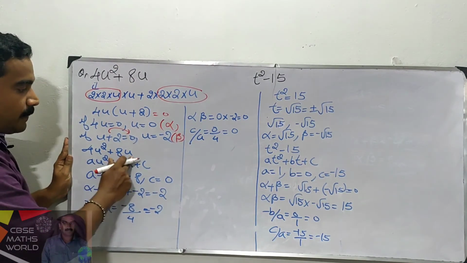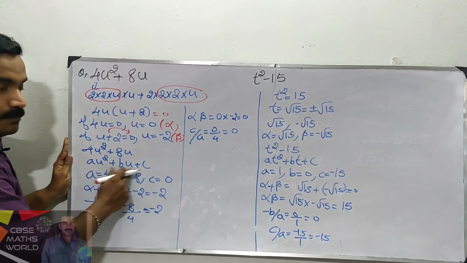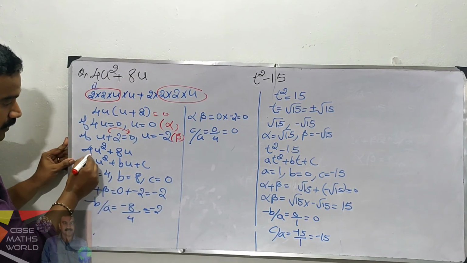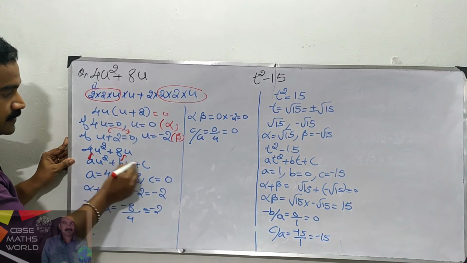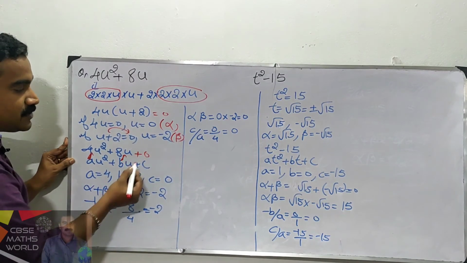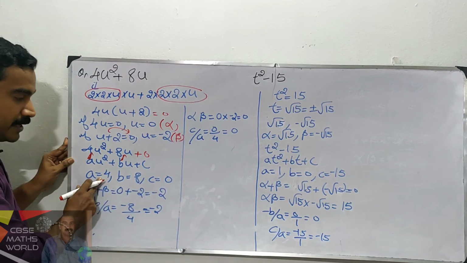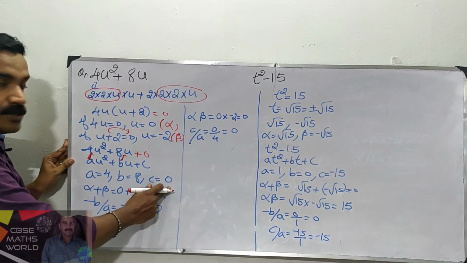Then find a, b, c. Compare this 4u square plus 8u with a u square plus bu plus c. What is a here? A is 4. What is b? B is 8. What is c? C is nothing here. Nothing means 0. So a is 4, b is 8, c equal to 0.